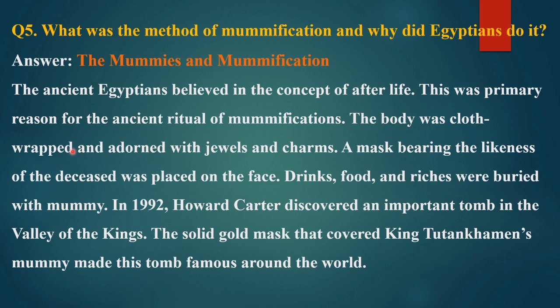The body was clothed, wrapped, and adorned with jewels and charms. A mask bearing the likeness of the deceased was placed on the face. Drinks, food, and riches were buried with the mummy. In 1922, Howard Carter discovered an important tomb in the Valley of the Kings. The solid gold mask that covered King Tutankhamun's mummy made this tomb famous around the world.